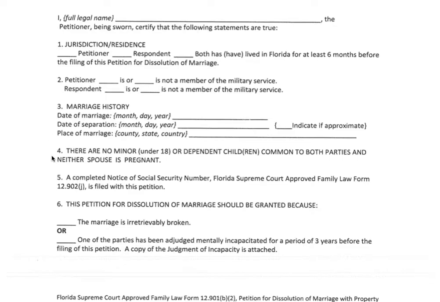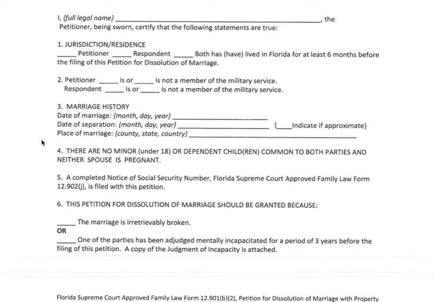All right. And number 4, you're saying there are no minor children common to both parties. What that means is that there are no minor children that you as the petitioner and the respondent have had. This form may still apply to you if you have children under the age of 18, but they are not common to both. So if you have a child from a different marriage, you can still use this as long as the child is not common to the person that you're seeking the divorce from.